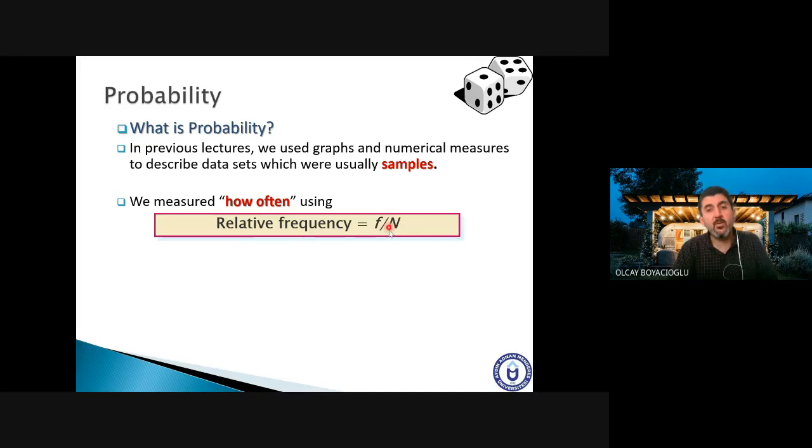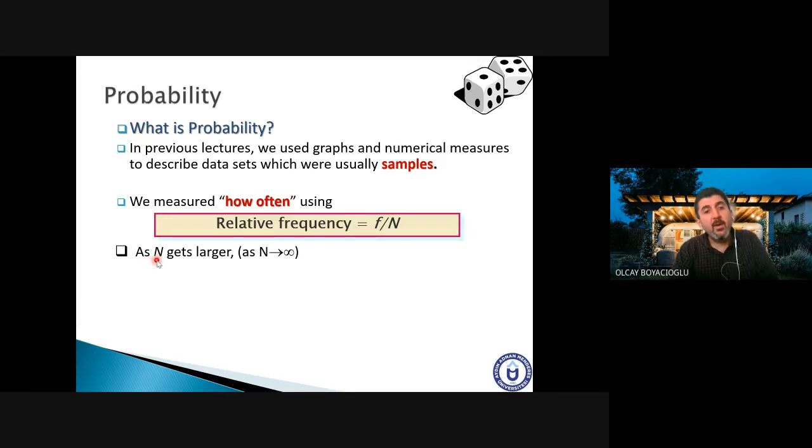Zarda 6 tane yüz var, right? There are 6 sides of a die. Here is a die. There are 6 sides of a die, and only one of them is our expected outcome. For example, getting a 6. Okay, the relative frequency would be 1/6 in that case.